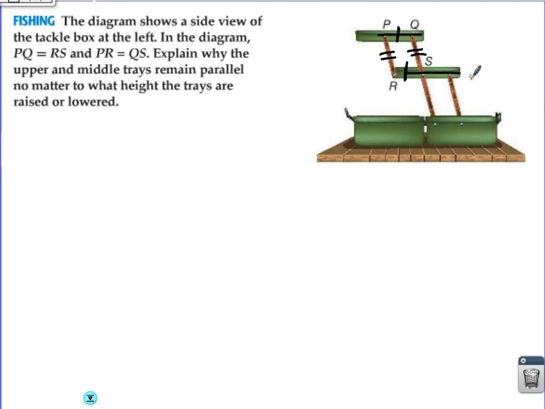PQRS is a parallelogram. And no matter what you do, no matter how you change these angles, it'll always be a parallelogram. Why? Because both sets of opposite sides will always be equal lengths. So therefore, no matter how you change that angle, this angle will always equal that angle. This angle will always equal this angle. As you're closing that tackle box, not only is this a parallelogram, but if you want to get technical about it, that's also a parallelogram, because opposite sides will always be congruent.